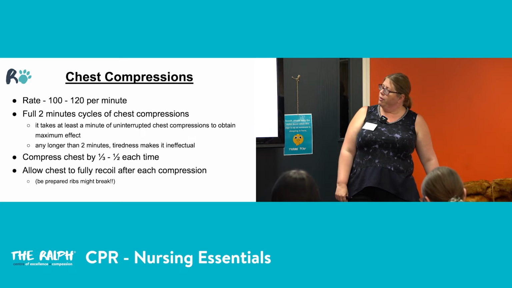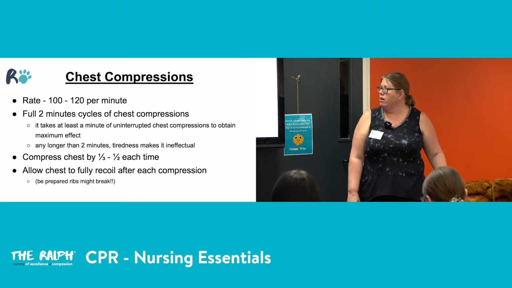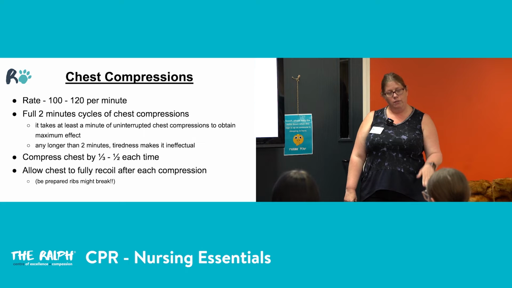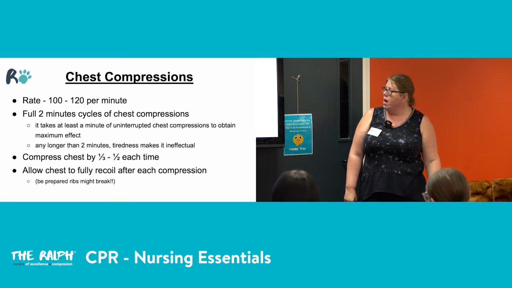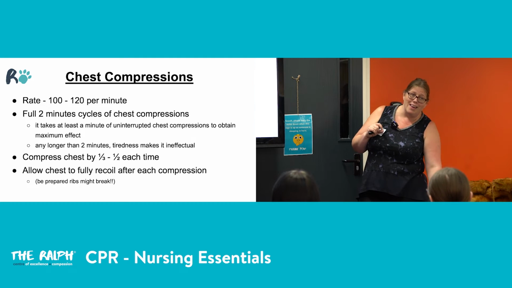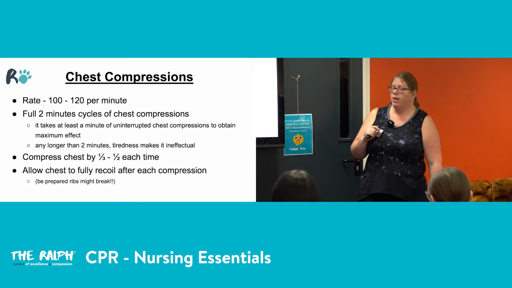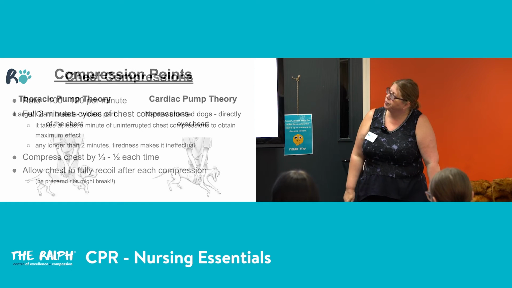Okay, we compress the chest by 1/3 to 1/2 each time, and we need to ideally let the chest fully recoil before we do it again. And I'll put a little note at the bottom: unfortunately, ribs might break. It is something to be aware of. Unfortunately, we just have to ignore that and carry on. We can sort broken ribs out afterwards if we get the animal back.